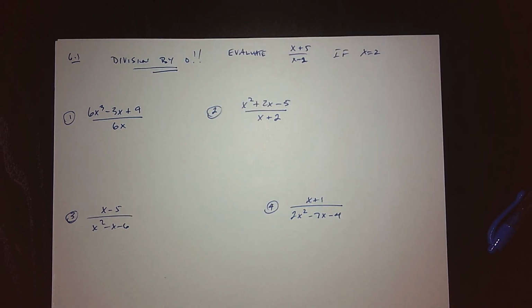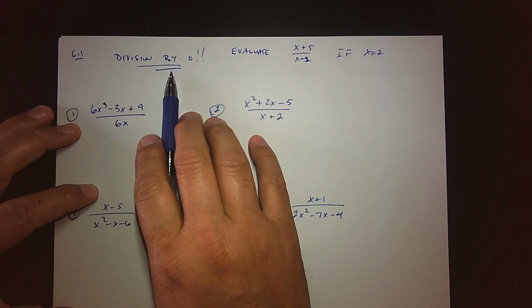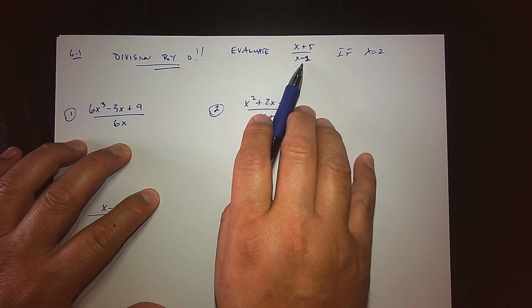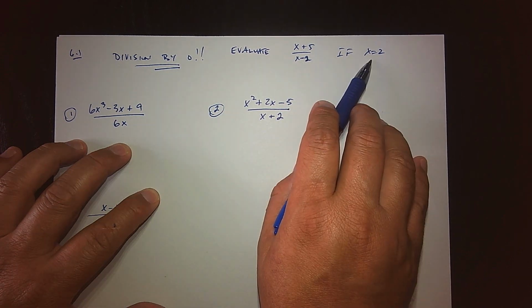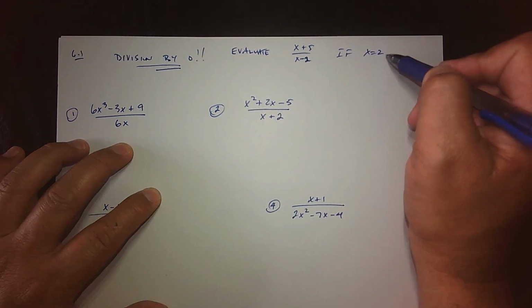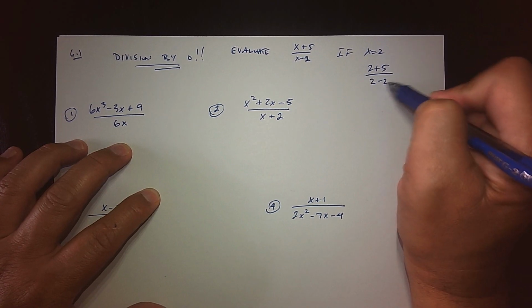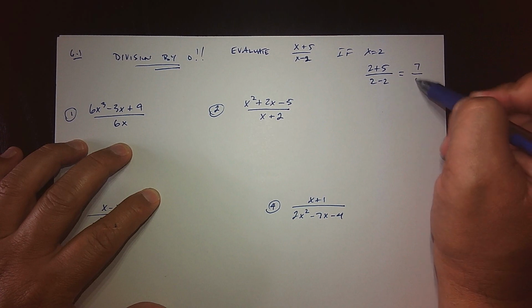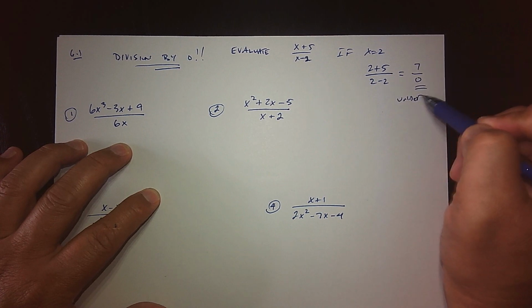Okay, so now that we know what rational expressions are, one of the first things we have to do is be careful about a division by 0. So let's go back. Here's an expression, x plus 5 over x minus 2, and I want to evaluate it if x is equal to 2. To evaluate, I simply substitute the value that's given into the expression. 2 plus 5 is 7, and then 2 take away 2 is 0. And that situation is undefined.